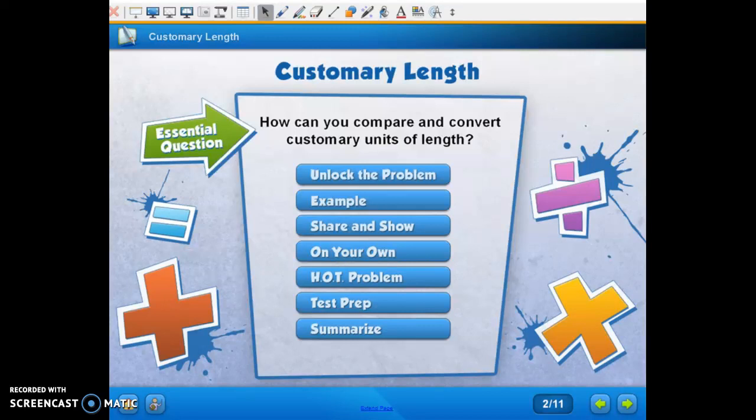12 inches is a foot, but 3 feet are a yard, and 5,280 feet are a mile. So it is inches, feet, yard, mile. Those are some of them.